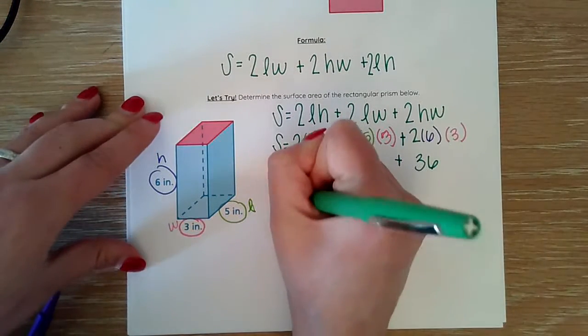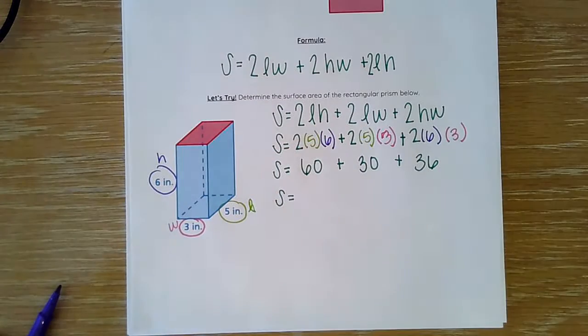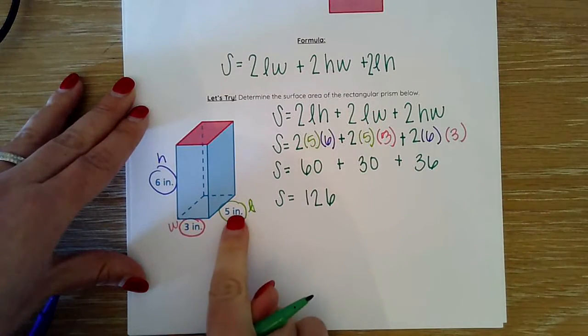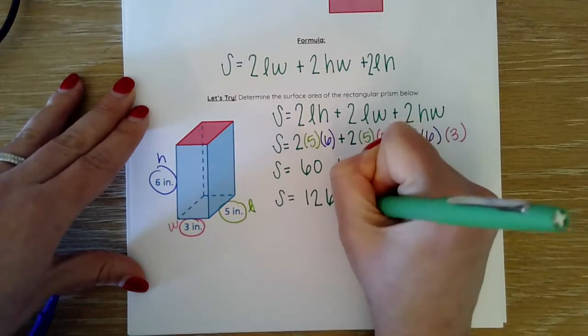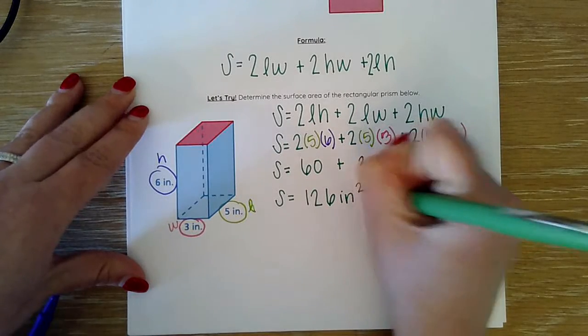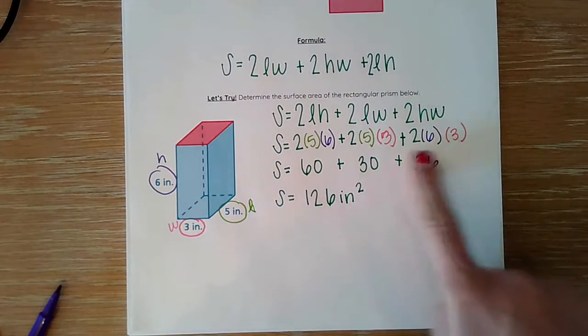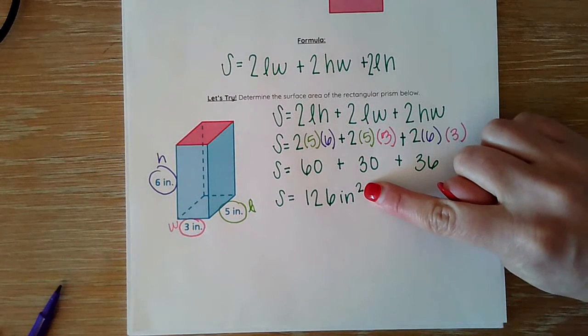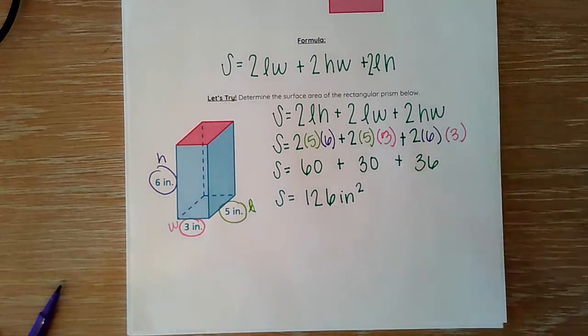Now all that's left is to add this all up. 60 plus 30 plus 36 gets me 126 inches, and that's going to be squared. All of this was multiplying, and we were finding the area of all of these, so we will have inches squared for our surface area.